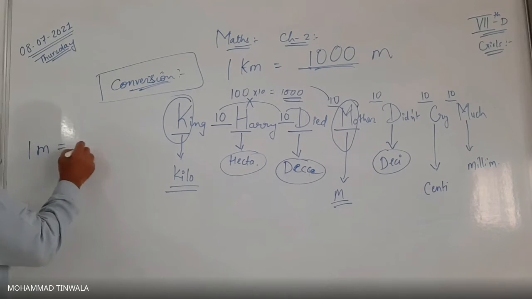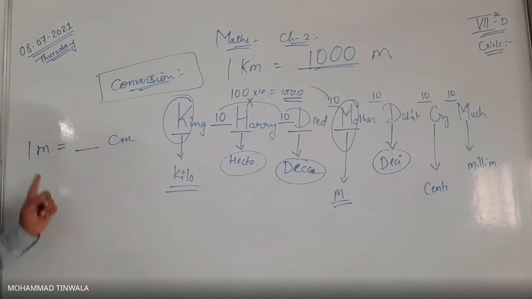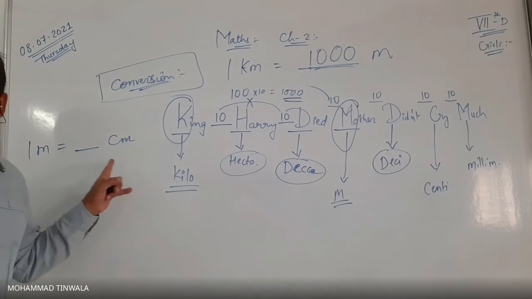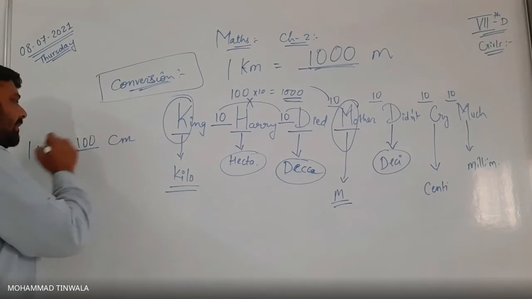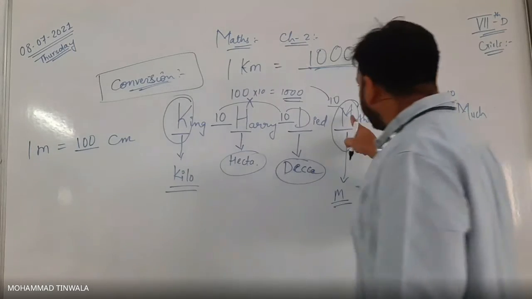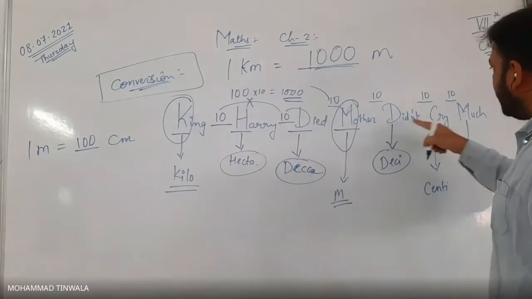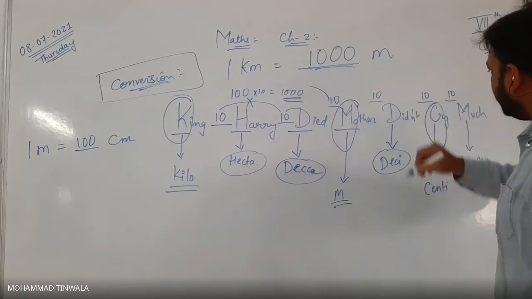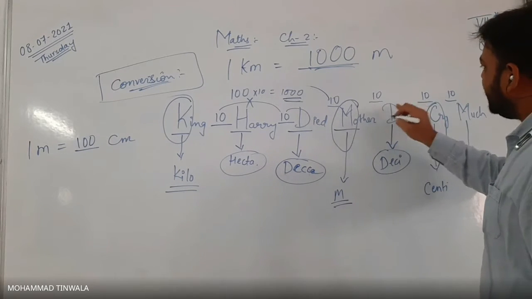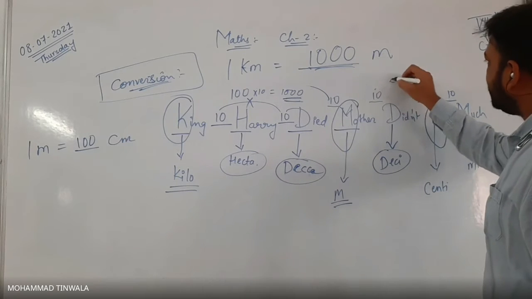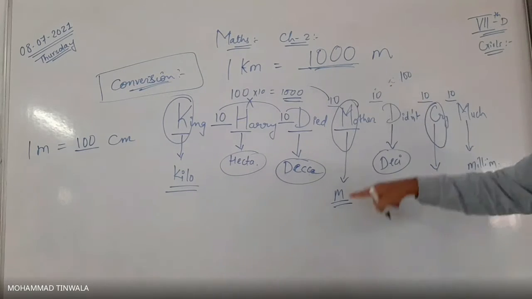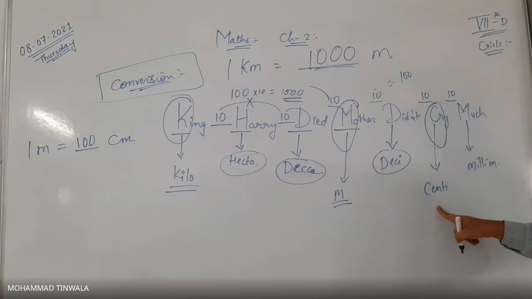1 meter is equal to dash centimeter. 100. 100 centimeter. You know that. Now where is meter? At mother, which stands for meter. Where is centimeter? Didn't cry. Cry is centimeter. So what is the difference between these two? 2 tens. 10 tens, you will get 100. The difference of 1 meter to centimeter is equal to 100. Understood?